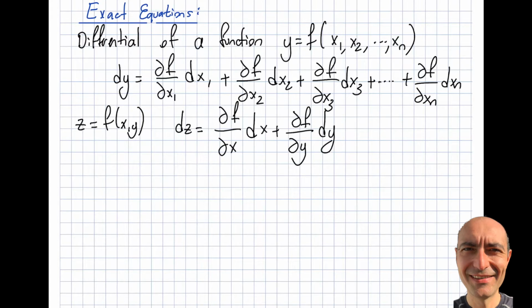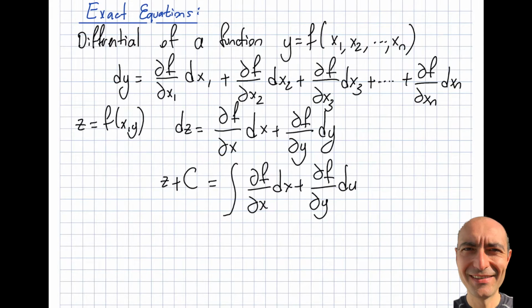So if I take the integral of both sides, I'm going to get z for the left hand side, plus c as well to be consistent. And then I need to evaluate the integral of the right hand side, del f del x dx plus del f del y dy. Now the question is, how am I going to achieve the right hand side? I will discuss that in a couple minutes.